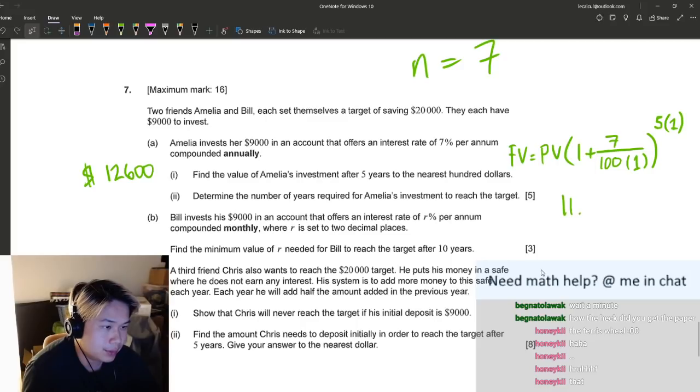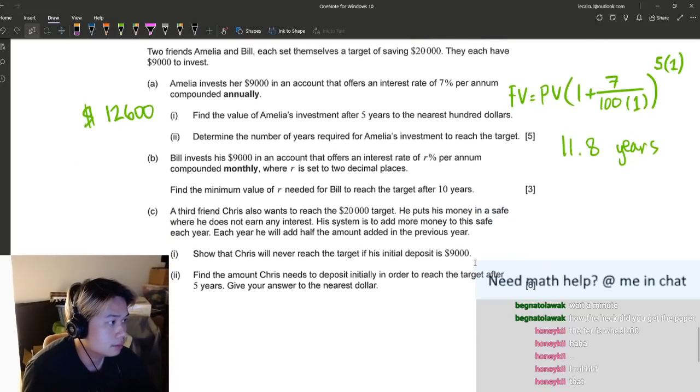So 11.8 years. I don't know if they want you to round this up to 12 years, because it does say how many years it's going to take. It's not going to take 11 years.